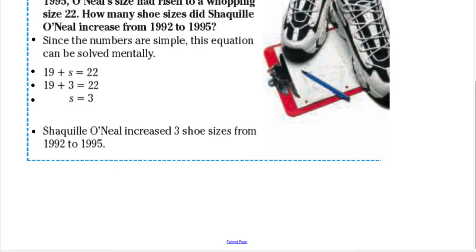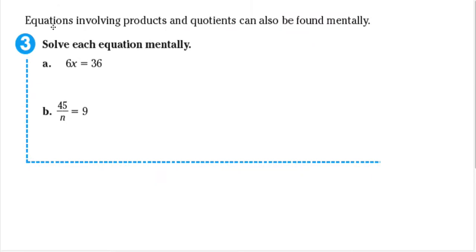In example 3, we'll talk about solving mentally. Equations involving products and quotients can also be solved mentally. Solve each equation mentally. If you have 6x equals 36, think to yourself, what will I multiply 6 by to get 36? Obviously, that will be 6, and therefore the value of x would be 6. The solution is 6.